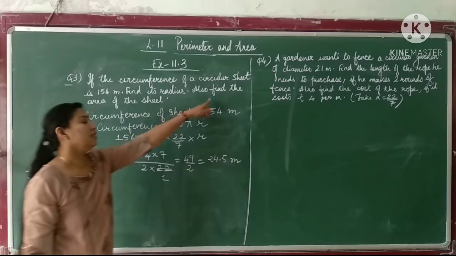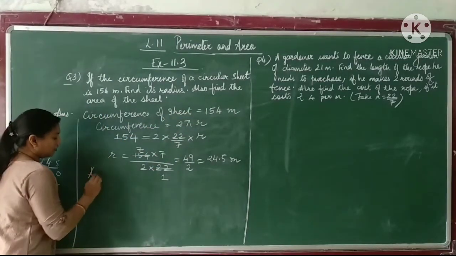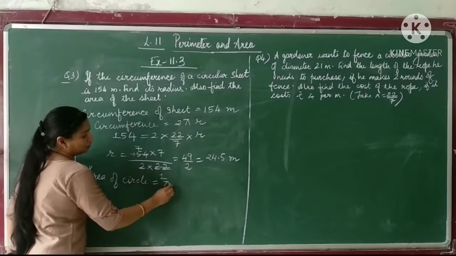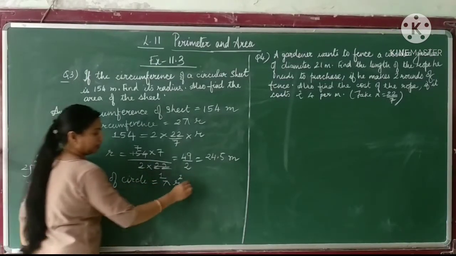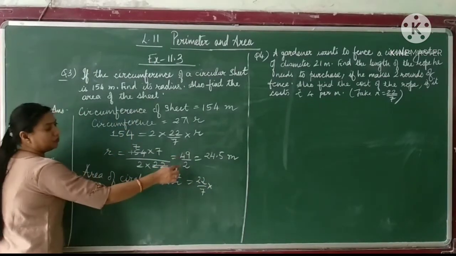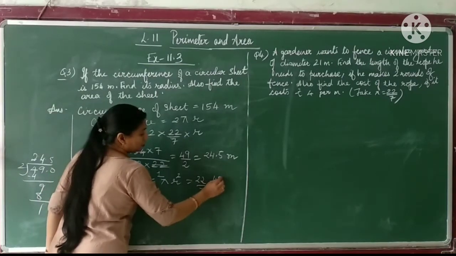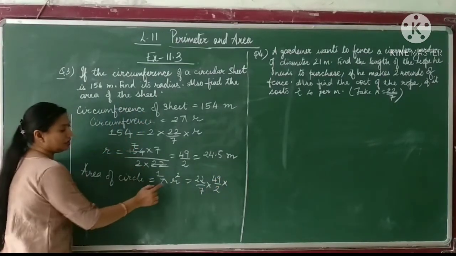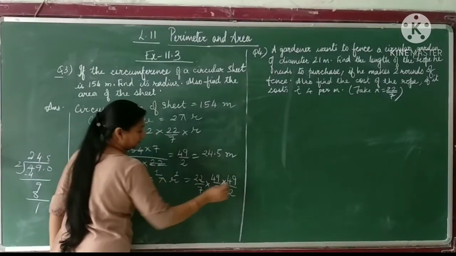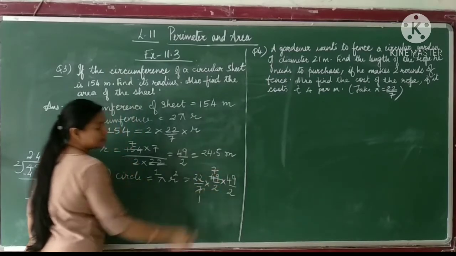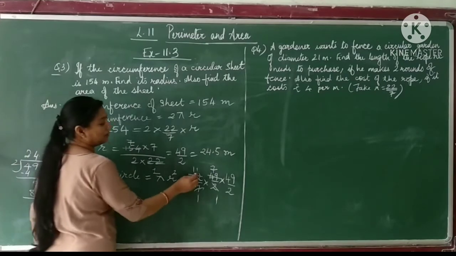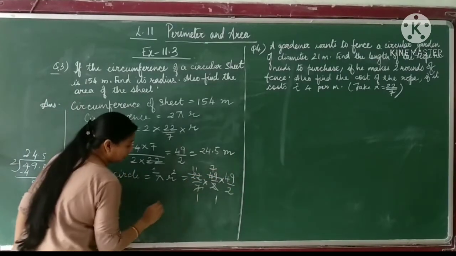Now we have to find the area also. So area of circle is equal to, the formula is pi r square. Put the value of pi 22 by 7. Radius is, I will put 49 by 2. So that my calculation is easy because I know that there is 7 in the denominator. 7 ones are and 7 sevens are. 2 ones are and 2 elevens are. Now multiply the rest. 11 into 7 into 49.